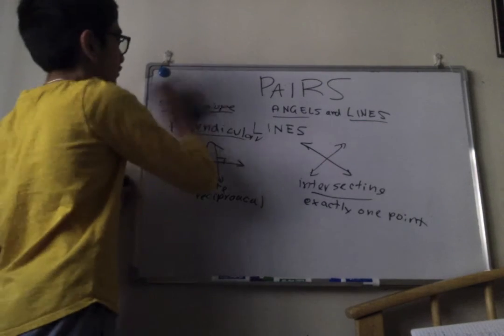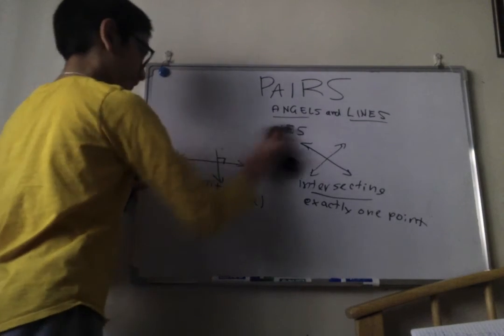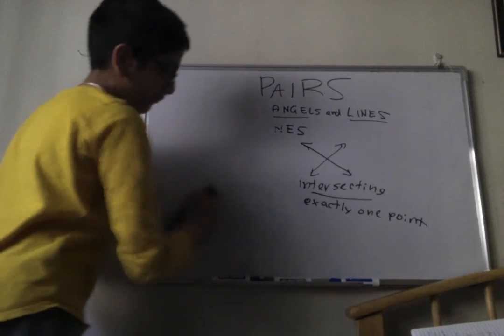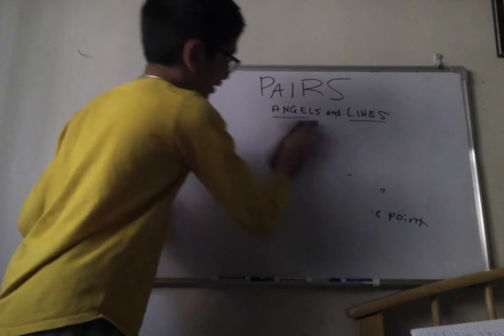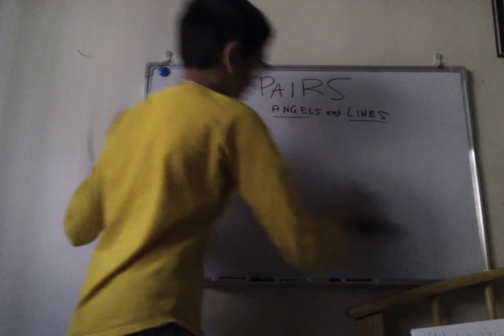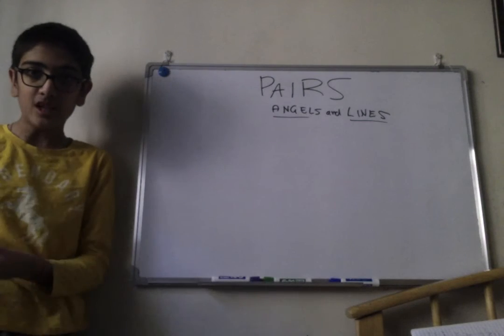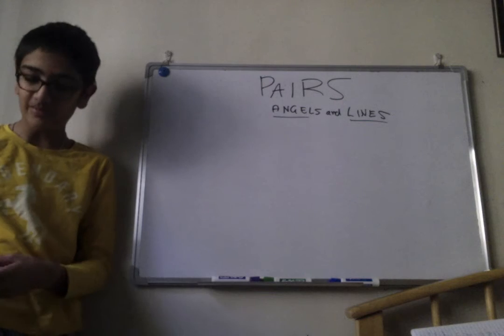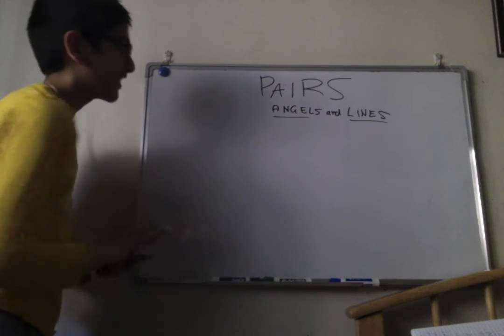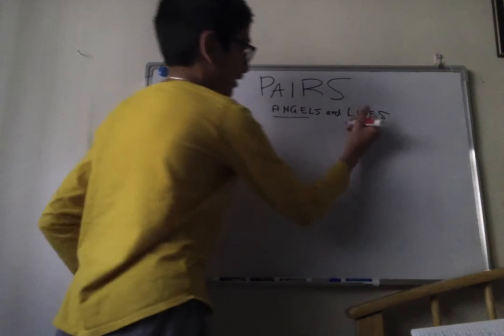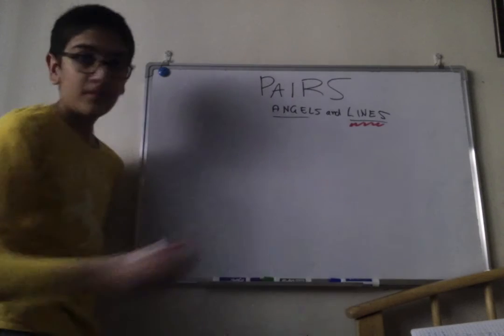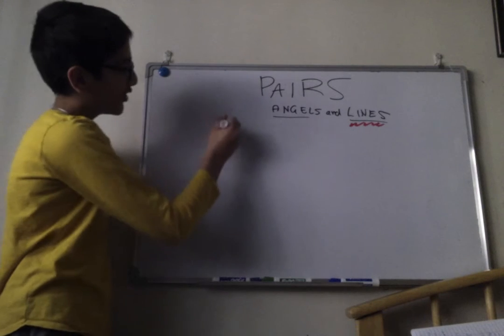So, let's erase the board. And now we're going to talk about angles. Pairs of angles. Actually, wait. We forgot one line before we end. We were about to start the other one. We forgot a line. One more line. These are called skew.